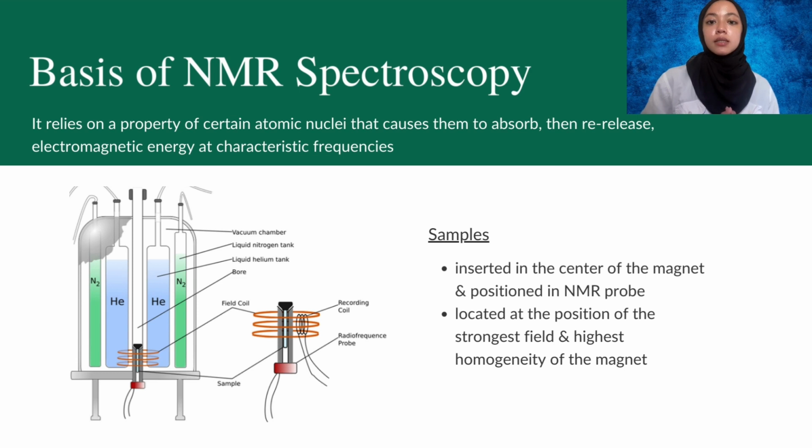Samples are inserted in the center of the magnet and are positioned in the NMR probe. So, the sample is located at the position of the strongest field and highest homogeneity of the magnet. For high magnetic fields, superconducting magnets are used. Meanwhile, lower fields can be generated by permanent or electromagnets.